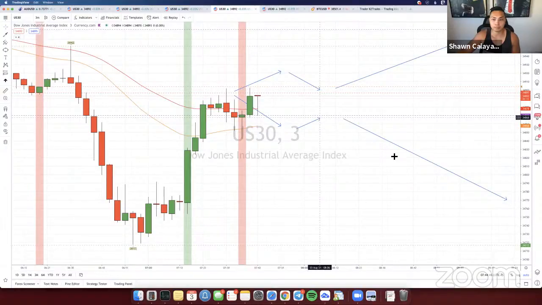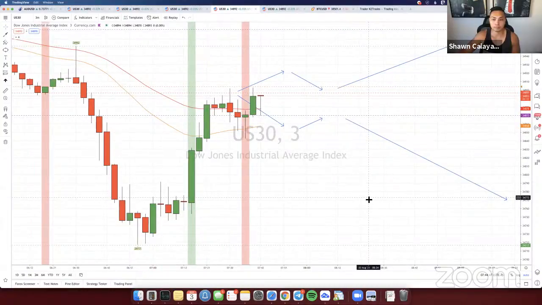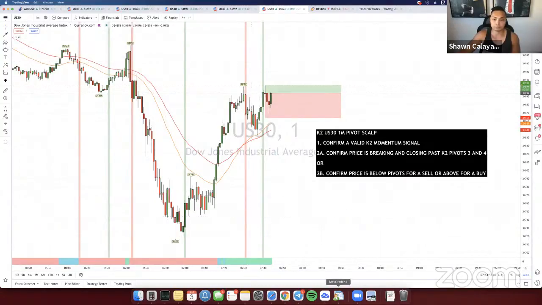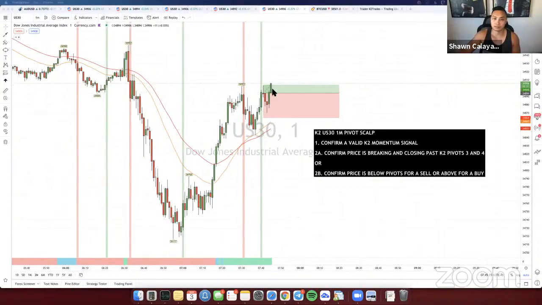Here's the 1 minute here. I'm kind of tempted to enter this for a 1 minute entry, but the last thing I want to do is get caught in any retracements back to the downside. Oh, fuck, I missed it.